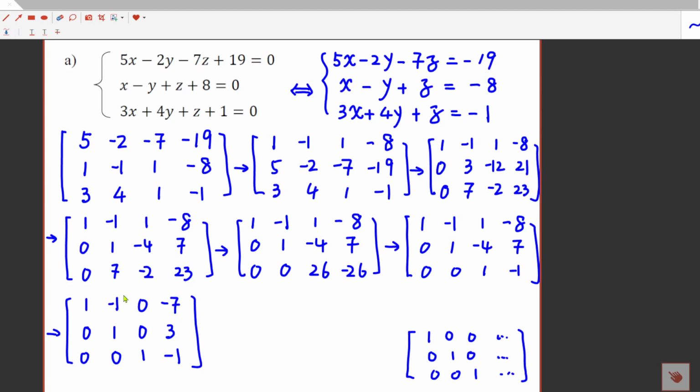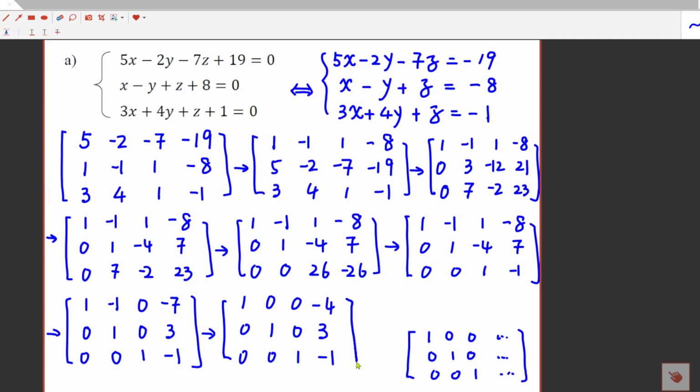Also, we want this number to be 0 here, then we can use the second row. Second row times -1 added to the first row. So the third row does not change. The second row does not change. And second row times -1, times 1 added to the first row. This gives us 1, 0, 0, -4, right? And it's already in RREF here.